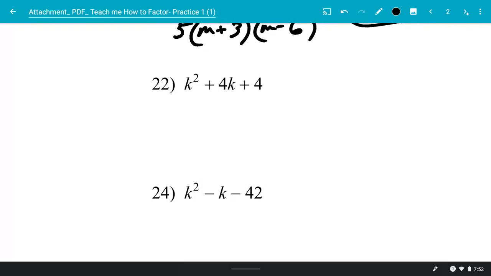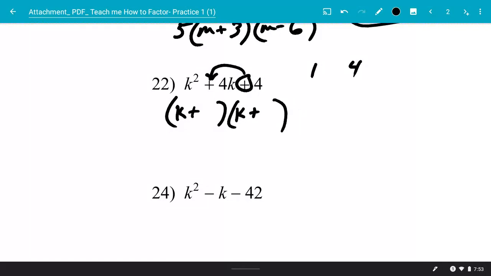22. Is there a greatest common factor? No. Is there a leading coefficient? No. So splitting signs. Put a K in each. Signs are the same. Both positive.